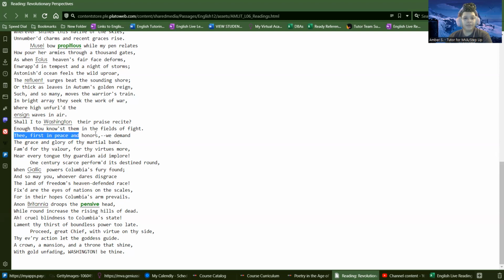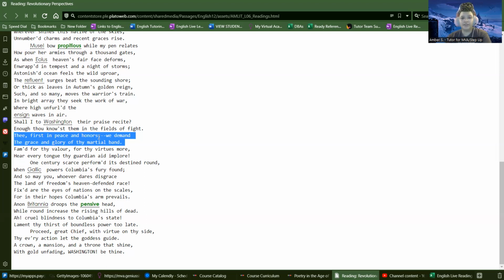Thee, first in peace and honors, we demand the grace and glory of thy martial band. So thee is referring to Washington here. First in peace and honors. So basically she's saying, you've done so much for the war that you are like the number one person who deserves praise. So she's basically going into detail about knowing that he knows what the fight is about, right? She starts off by saying, should I tell you about what your soldiers are doing? And then she says, no, you probably know enough.